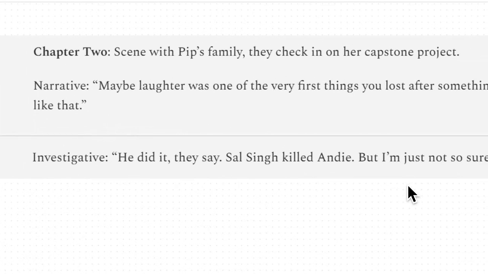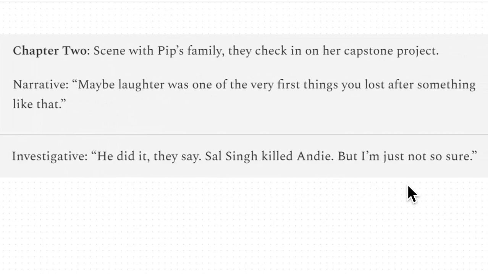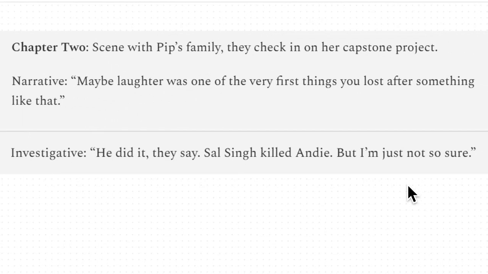In Chapter 2, we have a scene with Pippa's family where they check in on her capstone project. The narrative last line is, maybe laughter was one of the very first things you lost after something like that. Pip is thinking of the Bells and the Singhs. The Bells are the victim's family, and the Singhs are the murderer's, in quotation marks, family.